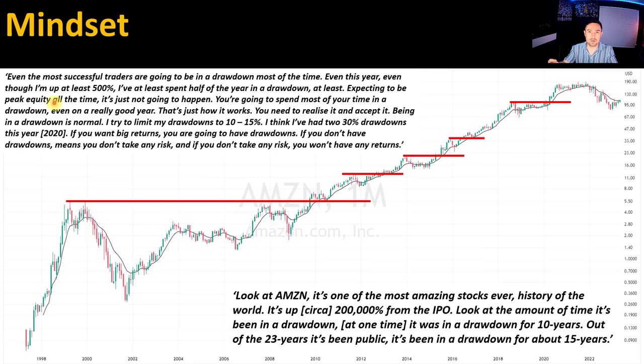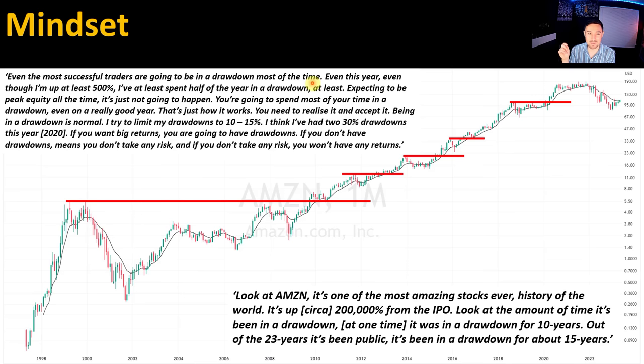Even the most successful traders are going to be in a drawdown most of the time. I think it's Robert Frey or something like that found the S&P 500, you can YouTube it. The S&P 500 is actually in a drawdown of, I think, more than 15%, about 70%, if not 75% of the time, which is quite interesting.